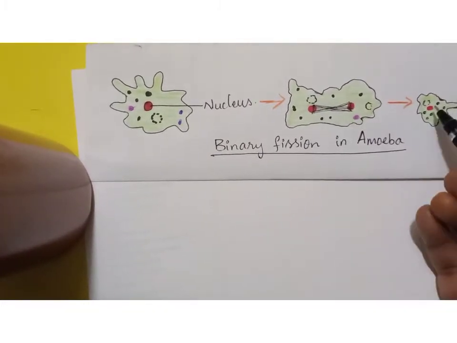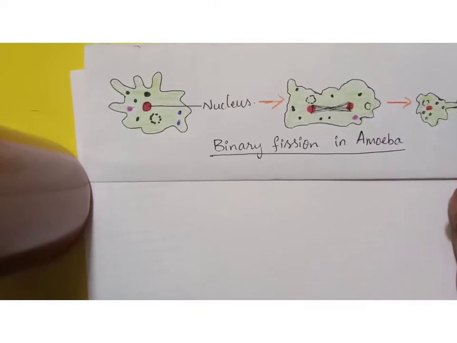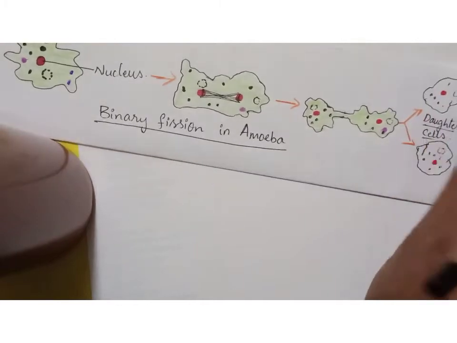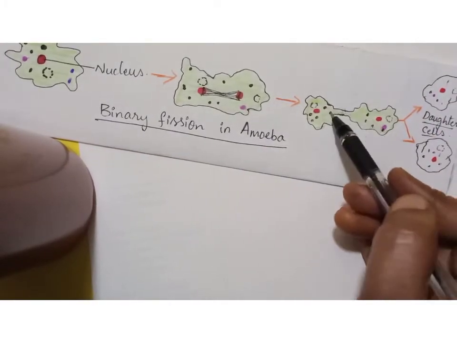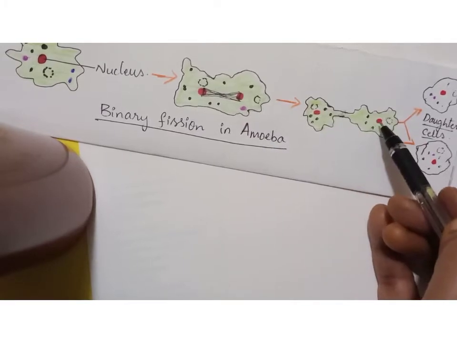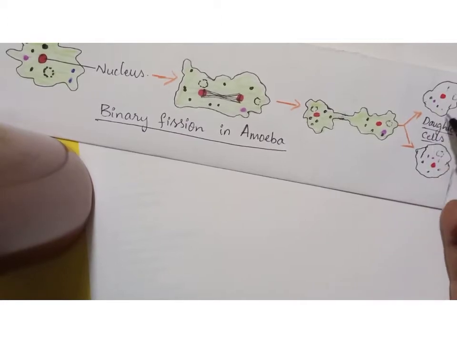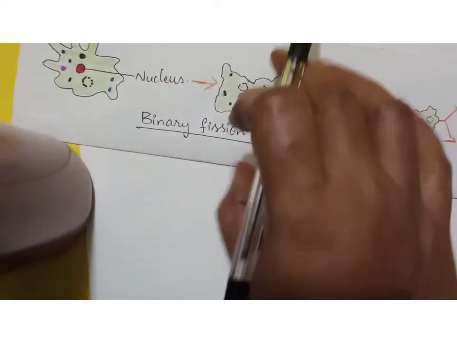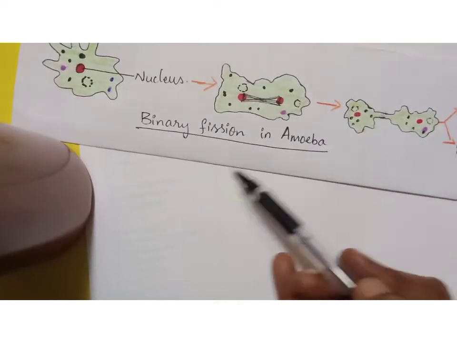So the divided nuclei will move away from each other, and the cytoplasm will get condensed, and it will form the division of the two cells, or two newly formed nuclei, and finally it leads to the formation of the two daughter cells. So this type of division is referred to as binary fission.